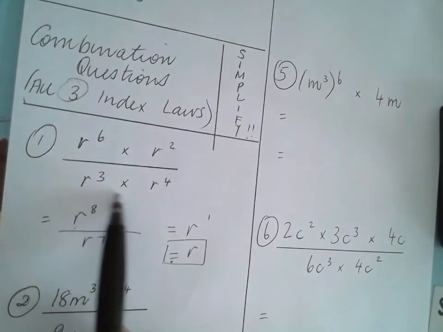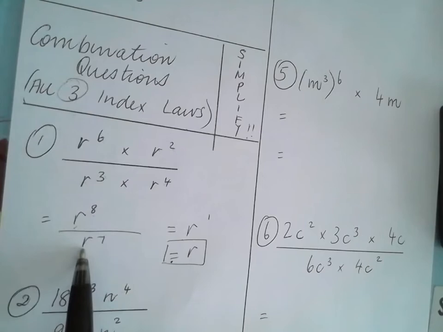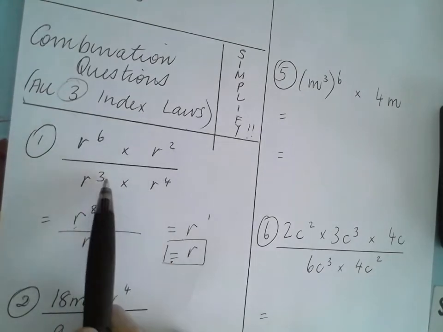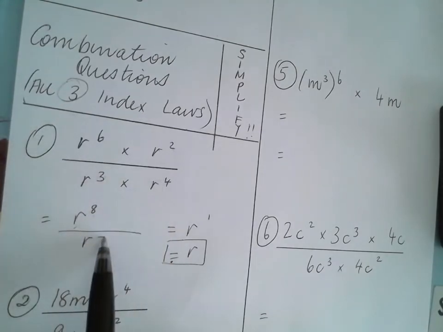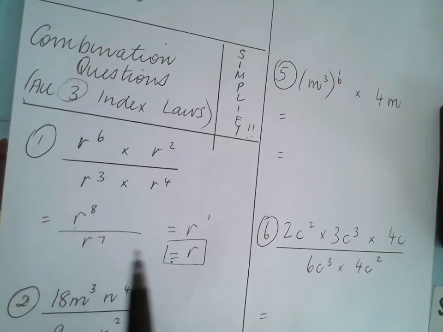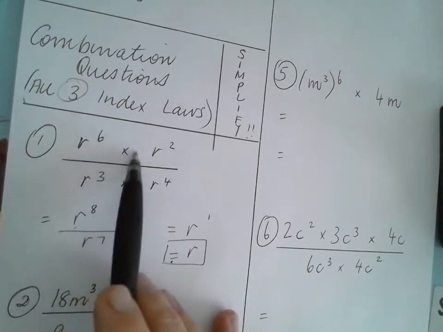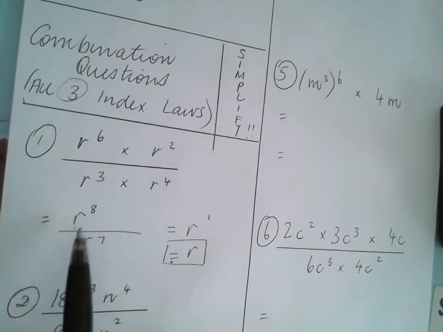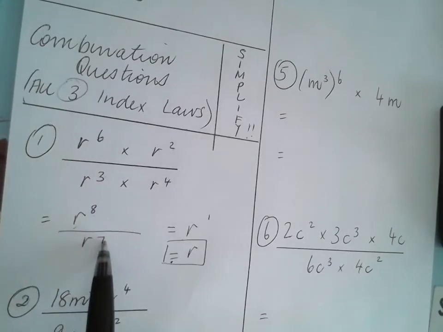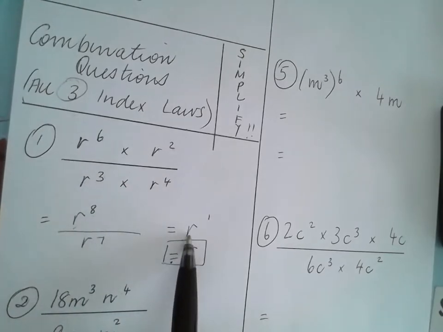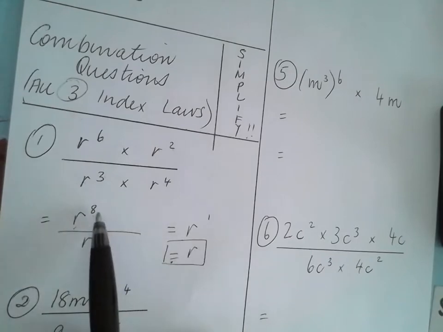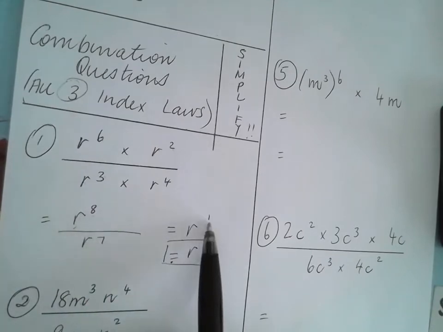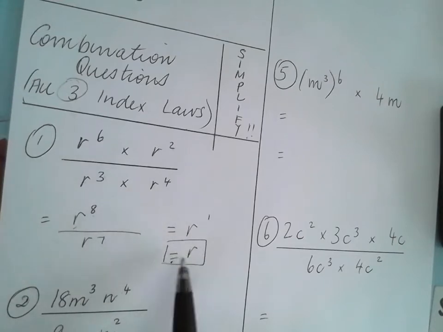Now here is our denominator. We keep the base, which is r, and we add our powers of 3 and 4 to give us 7. Okay, so now we've worked out our multiplications. Now we're left with r to the power of 8 divided by r to the power of 7. When it's a division, we keep the base, which is still r, but we subtract the powers. So 8 take away 7 gives us 1. So r to the power of 1 in its simplest form is r. This is our final answer.